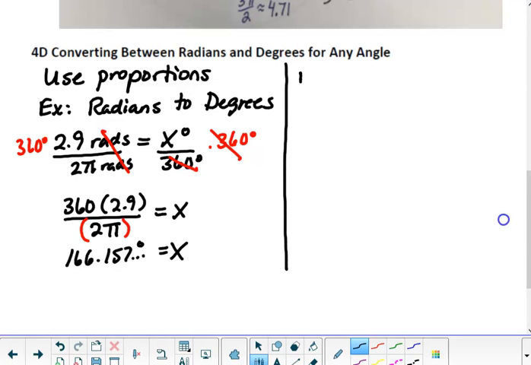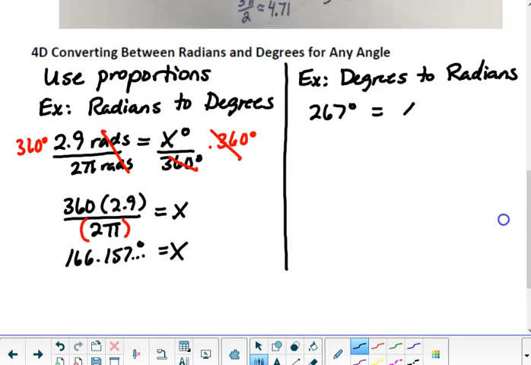Now if we want to go from degrees to radians, let's say I want to do 267 degrees, and I want to know how many radians it is. So once again, I can use a proportion. Now instead of using the proportion that 2 pi equals 360, I could also use the proportion that pi equals 180, and I could say 267 out of 180 degrees is the same thing as x out of pi radians.